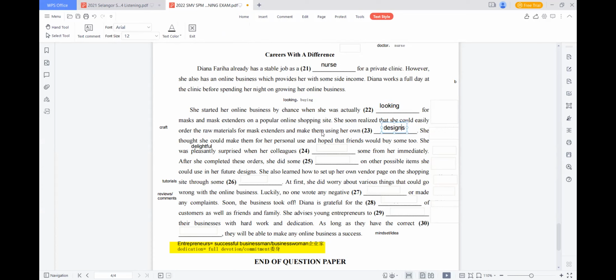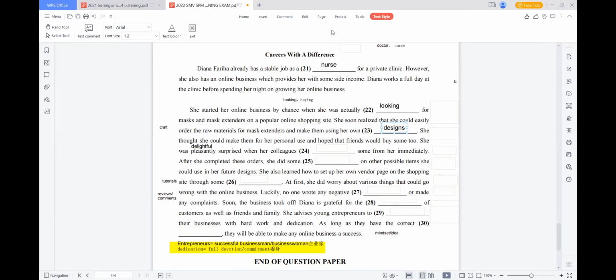Then you cannot use just one design. Use her own designs. Okay, so designs has to be in S. I already said that for this part, grammar is very important. Whether singular or plural, you have to be very careful. You look for the clues from before and after of the sentence. Okay, 24. What's the answer?